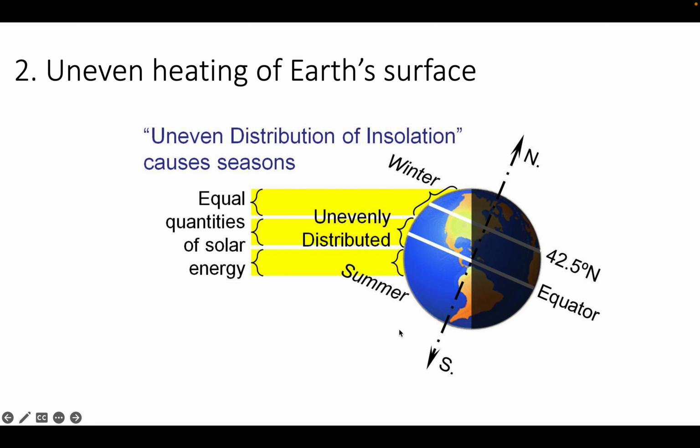Another diagram here showing the same thing. Equal amounts of sunlight that are unevenly distributed due to the angle that they're hitting the Earth, because Earth is round, it's a sphere, right? So keep that in mind. Most of the direct sunlight is hitting the equator, or the most intense sunlight is hitting the equator.